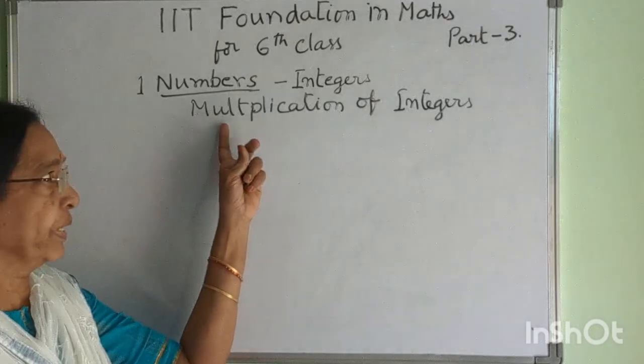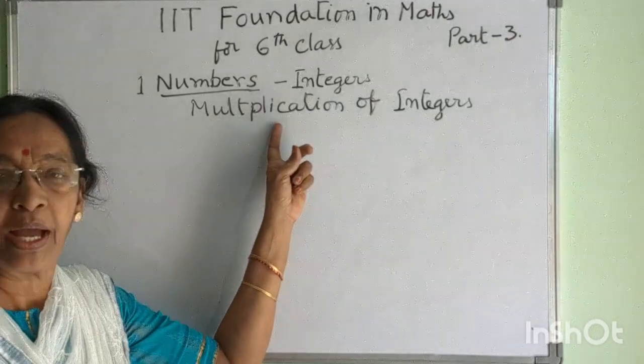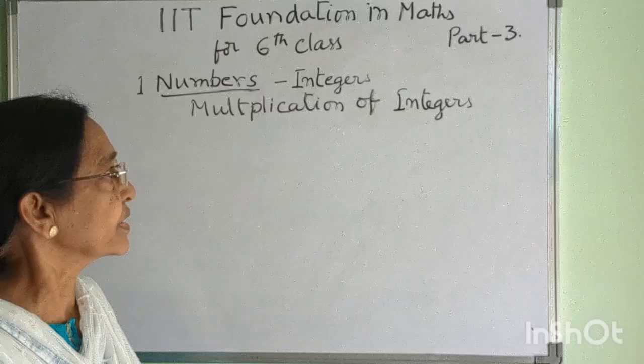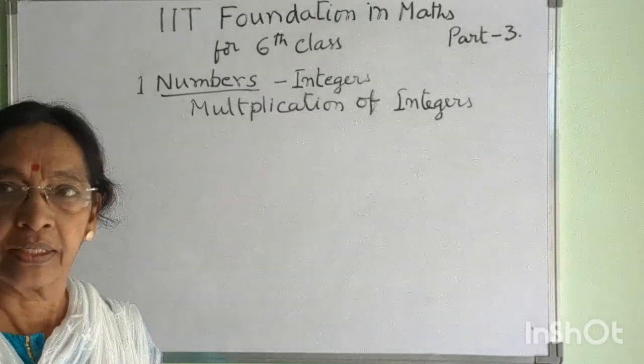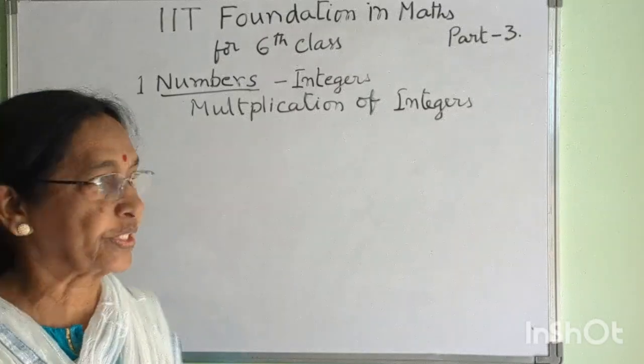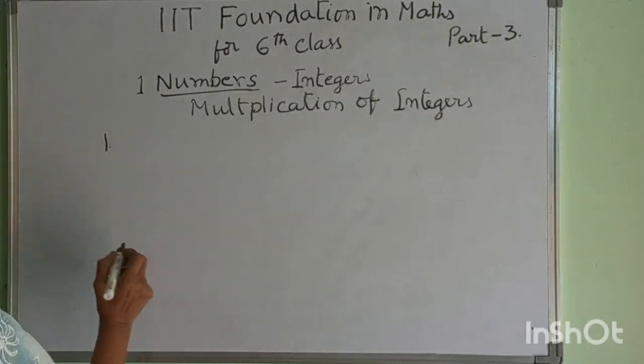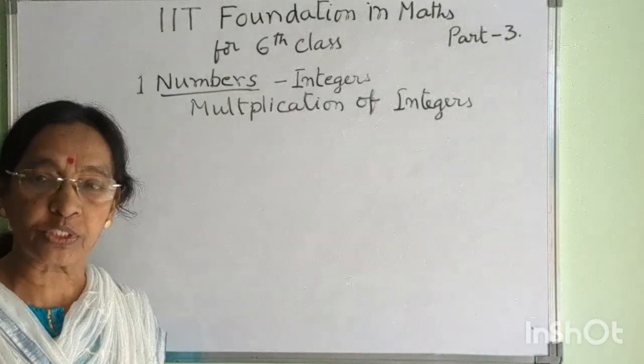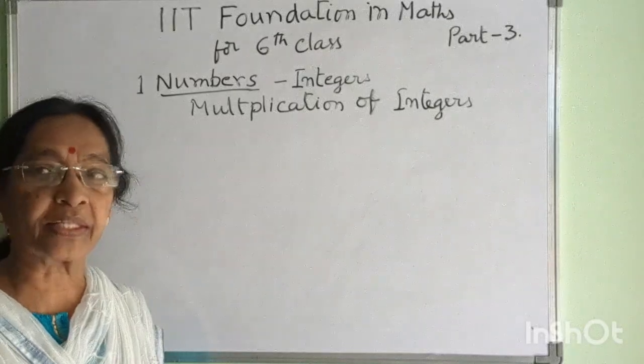First chapter, numbers. In that, today we will deal with the multiplication of integers. The product of two positive integers is a positive integer. That is point number one. The product of two positive integers is another positive integer.